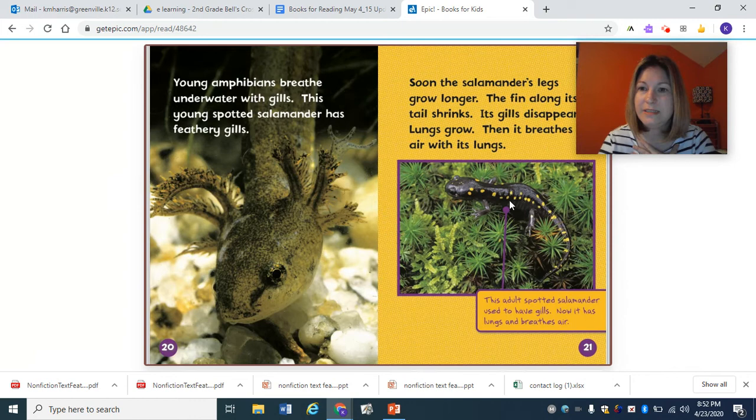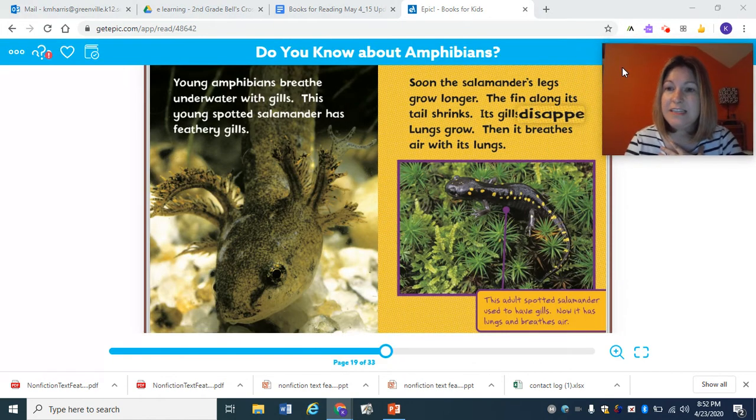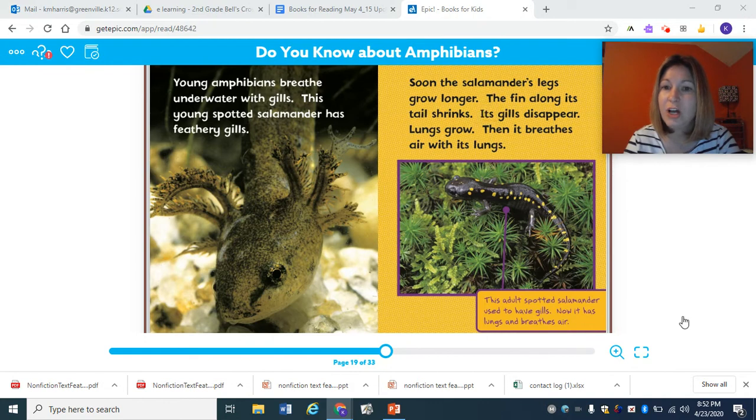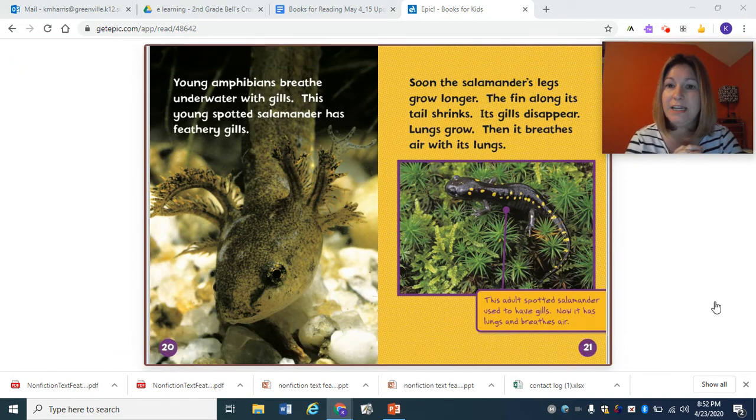I believe 21 was my first page. And on this page, it says, soon the salamander's legs grow longer. The fin along its tail shrinks. Its gills disappear. There's our word, gills. So that's how we use an index. I'm going to read a little bit about this book starting in the beginning. And if this book interests you, you can always go and read it on Epic.